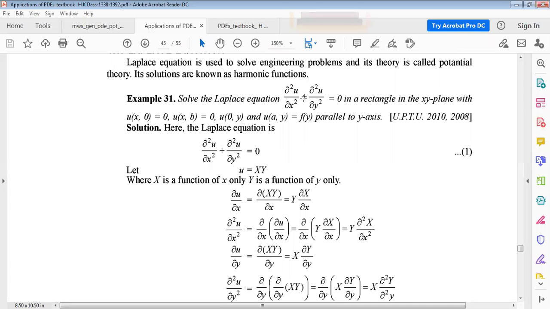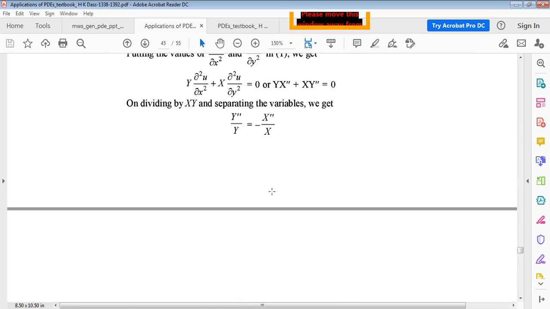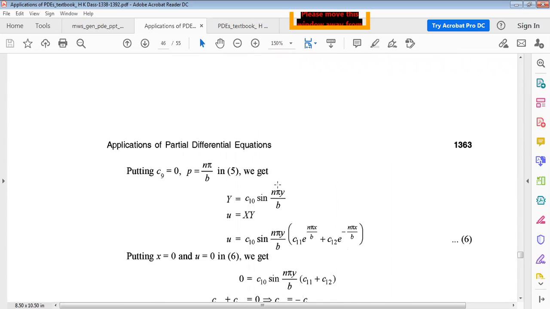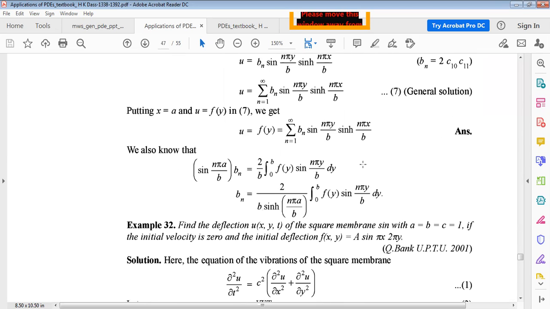Solve the Laplace equation. Actually, you have solved this just in the previous example. Solve the Laplace equation using the same conditions, with a little bit of difference in the conditions. Try it at home. Understand, everybody? This will be homework for you.